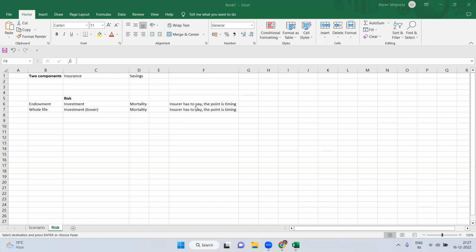If the person does not die, then the insurer has to pay the survival benefit. For whole life, because it is covering the entire life, at any point of time you will die, right? That's a certainty. So at any point of time the insurer has to pay, right? So for this type of product, the insurer has to pay. That is why the main risk for the insurer is the investment risk.